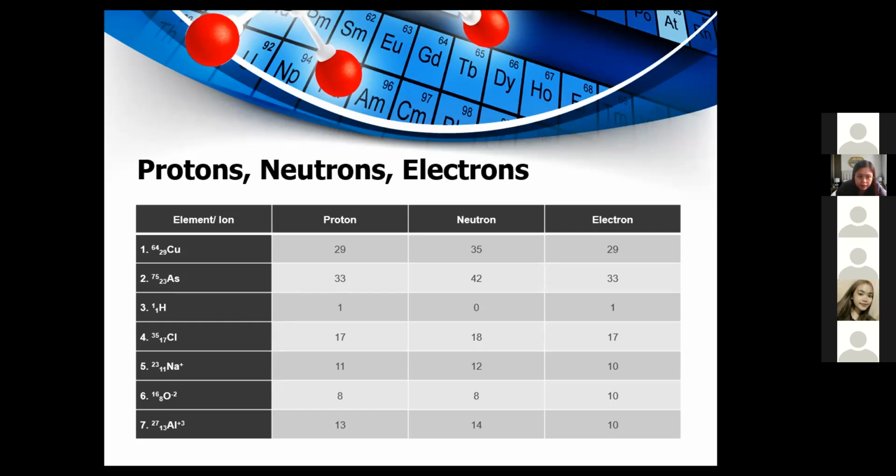Number 3, our element is hydrogen. So our atomic number is 1, atomic weight is 1. So our proton is 1, neutron is 0, and electron is also 1.